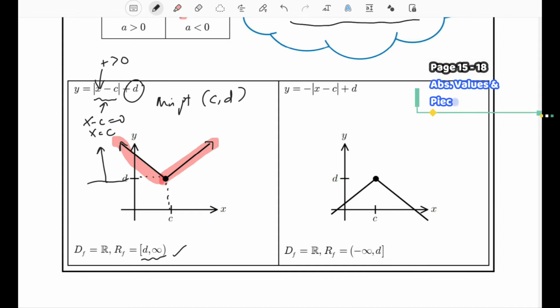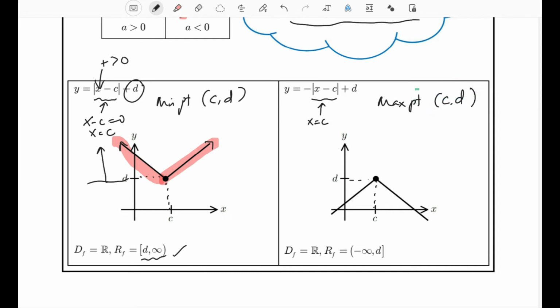Similarly for the second graph, you get the value of the maximum point from here, so x equals c. So the maximum point here now will be (c, d). Since you have a negative here, the graph is pointing downward. So the domain will be real numbers, and the range will be from negative infinity up to d, inclusive of d.